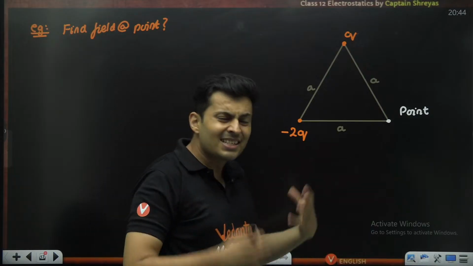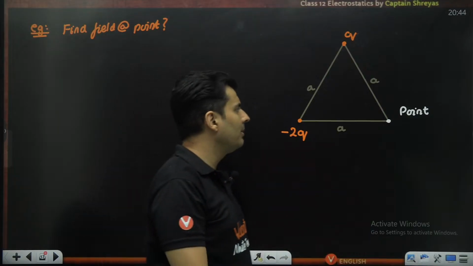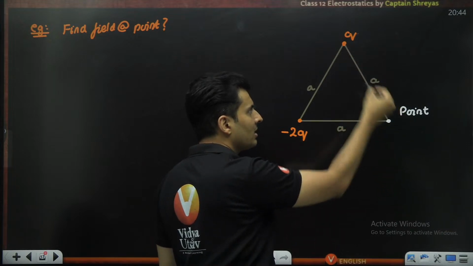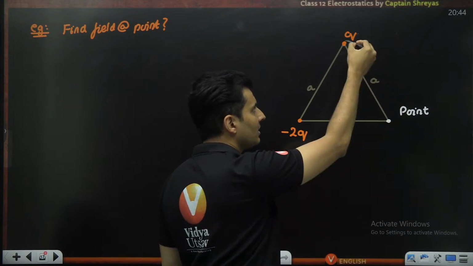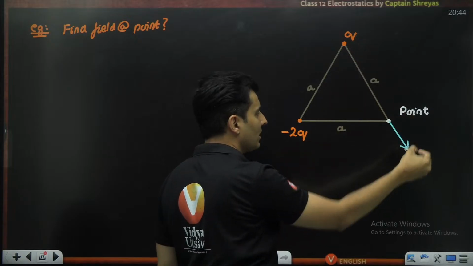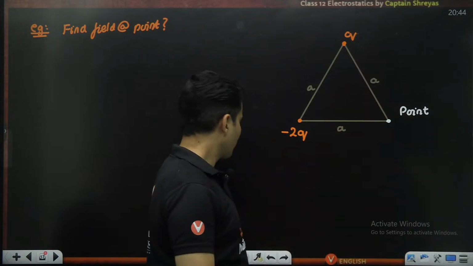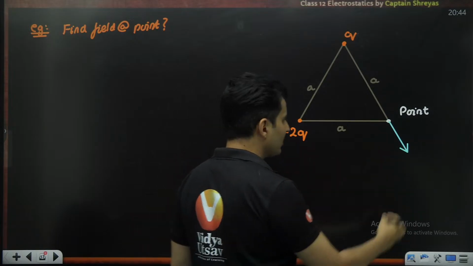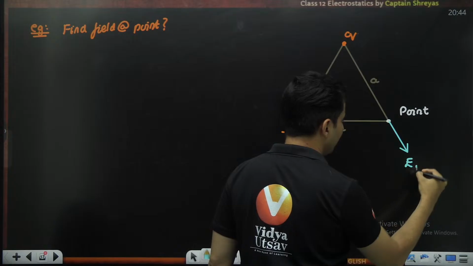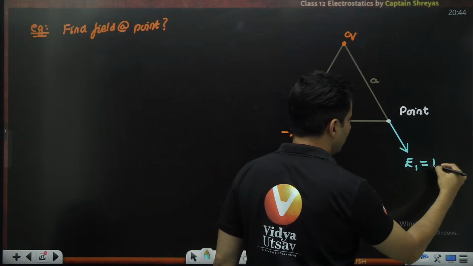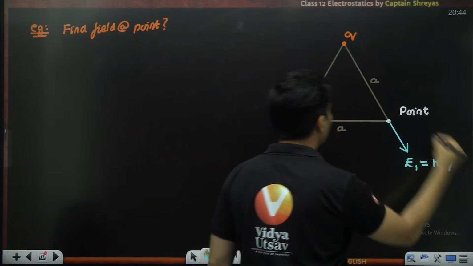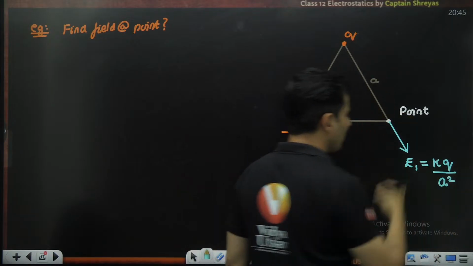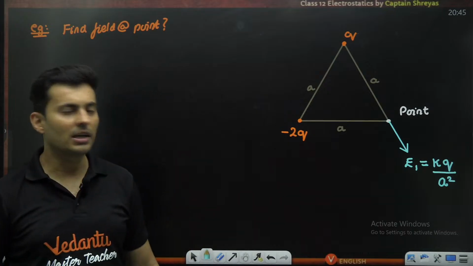Can you tell me which direction approximately it will be? It's a positive charge. So if I put a positive test charge, they both will repel each other. The repulsion will make this charge apply a force in this way, which will also be the direction of the field. I will call that electric field E1. No doubt it will be K into Q divided by A square, the electric field due to a point charge.